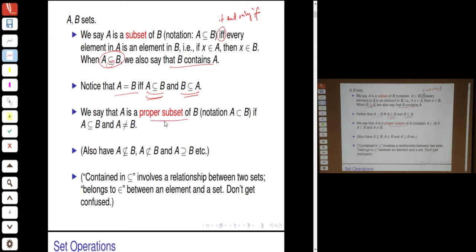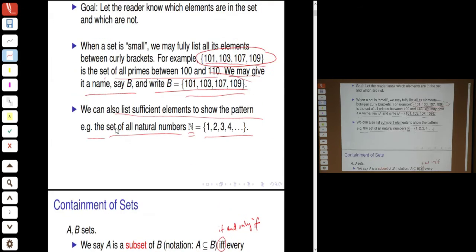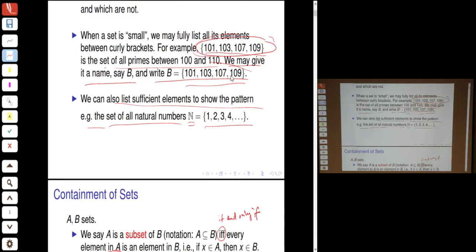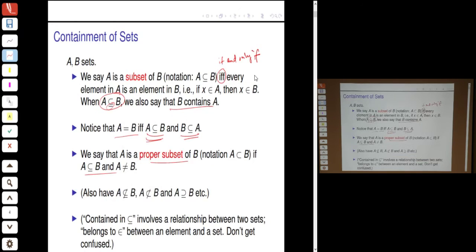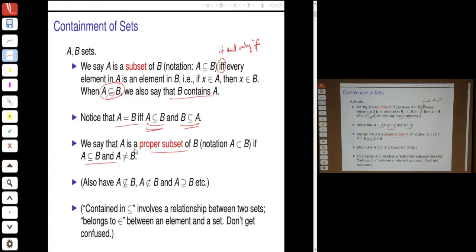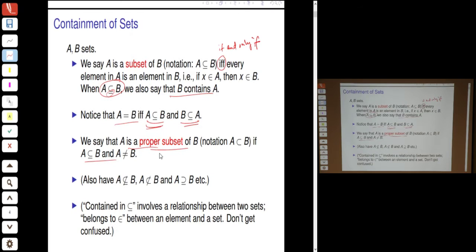And A is a proper subset of B, as in the previous example. The set of all primes between 100 and 110 is a proper subset of the set of all odd numbers between 100 and 110, because the set of odd numbers contains one extra element. So it's not the same as the set of all primes, but it contains one extra element. A is a proper subset of B if B contains more elements. So in that case, A is a subset of B and A is not equal to B.